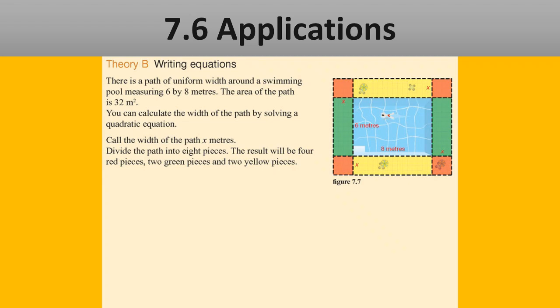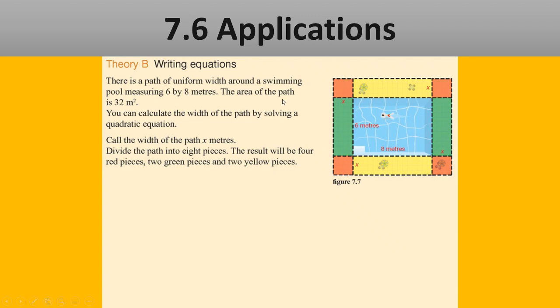Good day everyone. I'm going to discuss the last theory of chapter 7 from 7.6 applications, which is about writing equations. And well, explaining this theory, the book gives you a very practical example of something that can occur in the exercises after theory B. So I'm going to explain it using this example as well.